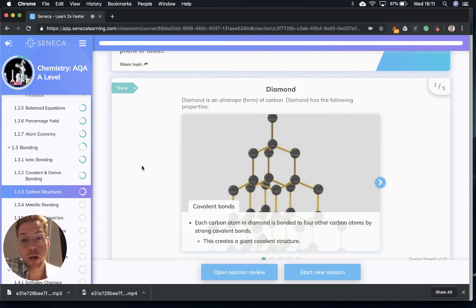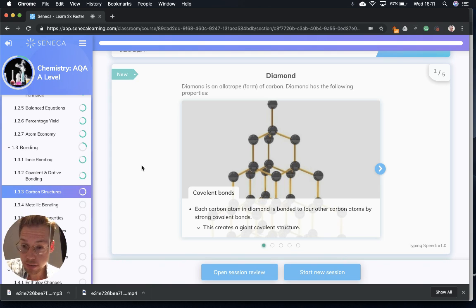Now, we're going to be talking a lot about allotropes in this episode. An allotrope is just a different form of an element when the atoms are arranged differently. So we're going to start with diamond.